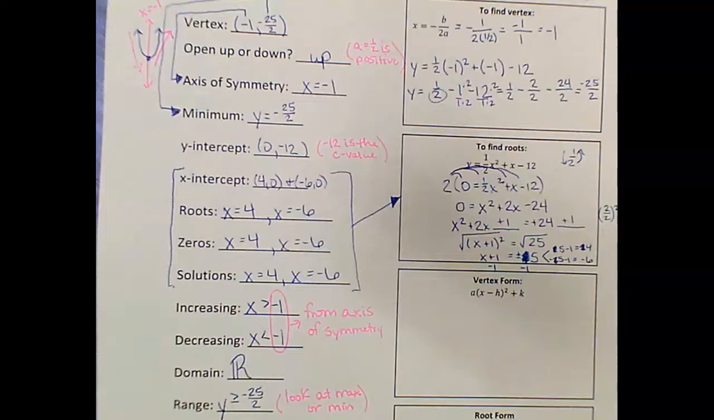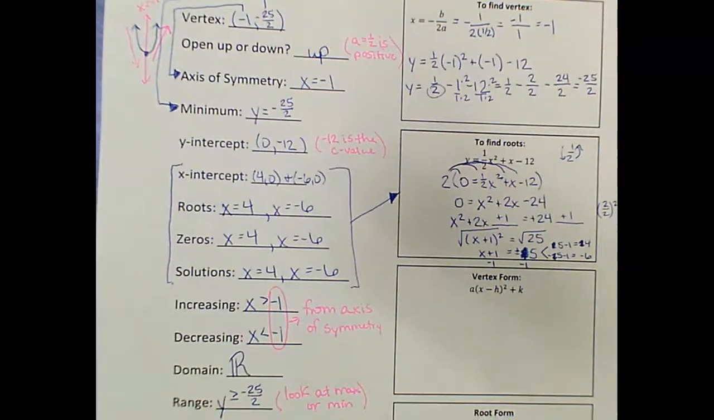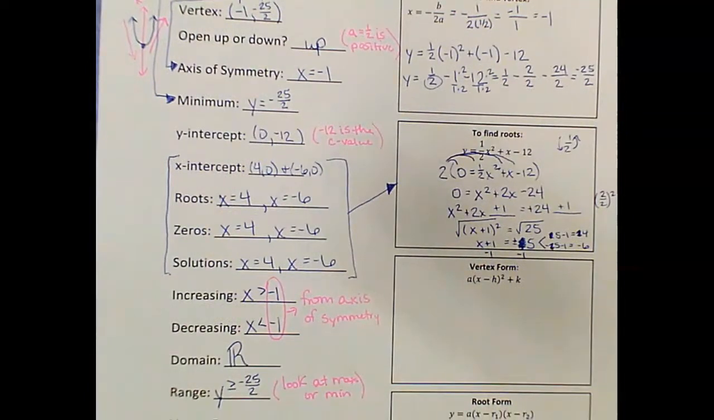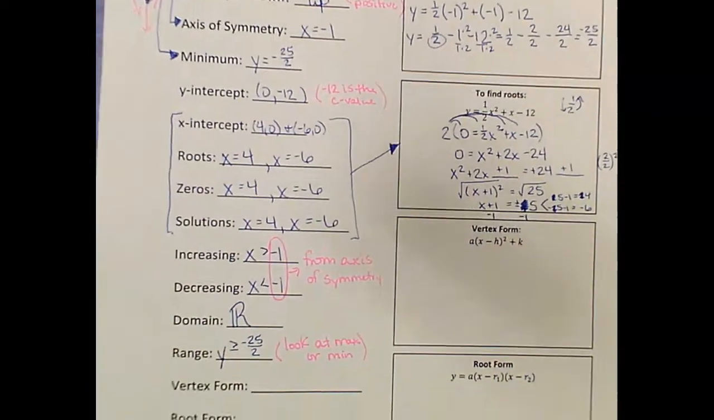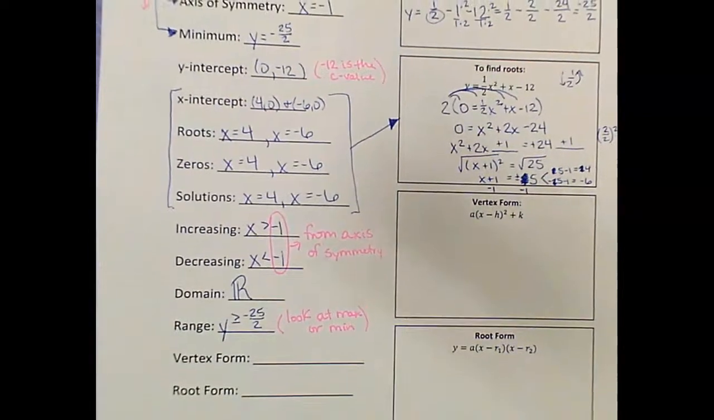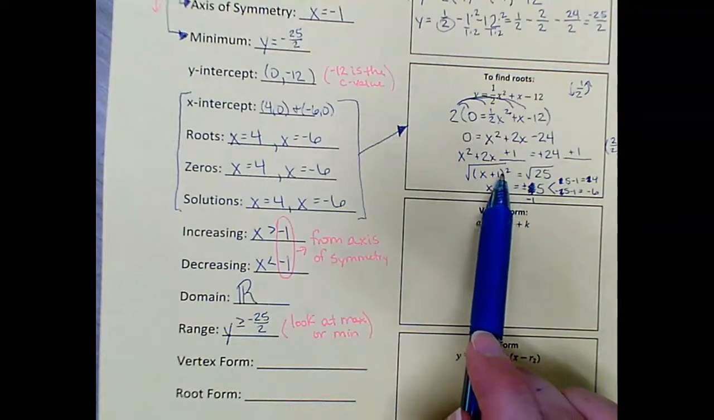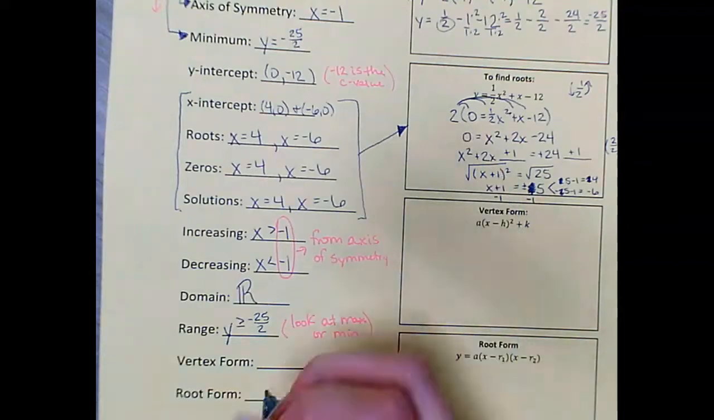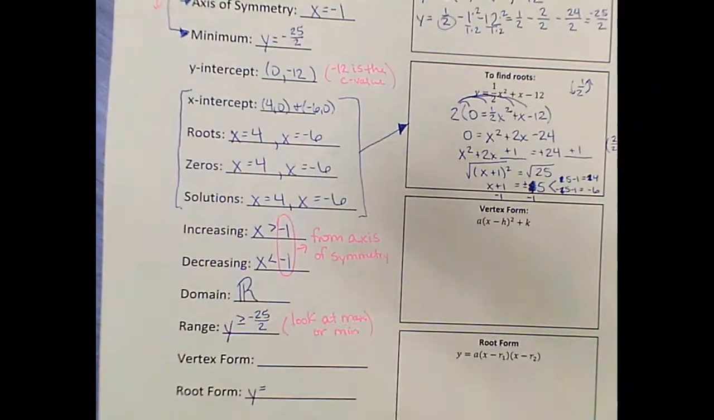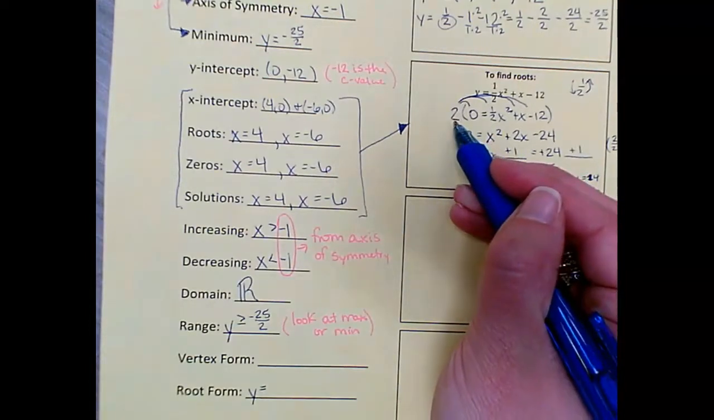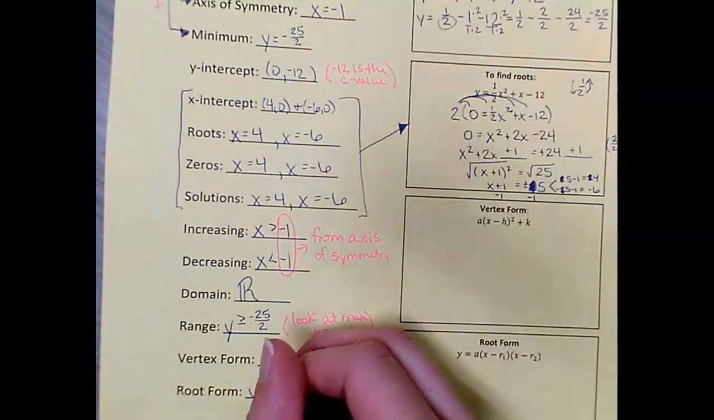And then finally, I need to put this in vertex form and root form. Well, root form is probably pretty simple because in root form, let me move this up a little bit, I already started to factor, and some of you guys at home might have factored already. So root form is kind of easy. So we divided out the GCF, which was 1/2, and that's kind of like multiplying by 2. So 1/2 sits out in the front.